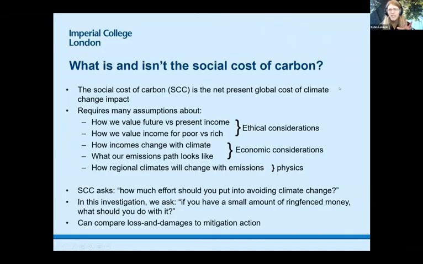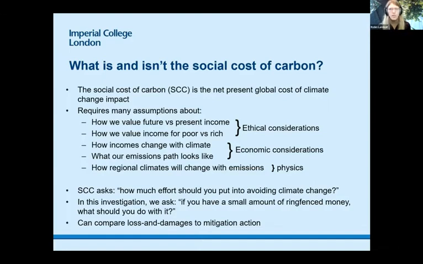Before we get into this, we've heard a lot about the social cost of carbon, and different people include different things in these models. So I think we should all have a general idea about it, but you've got the ethical considerations, the economic considerations, and the physics considerations. So when you're considering all these things, what the social cost of carbon is essentially trying to tell you is how much effort you should put into avoiding climate change. It doesn't really tell you what that effort should go towards.